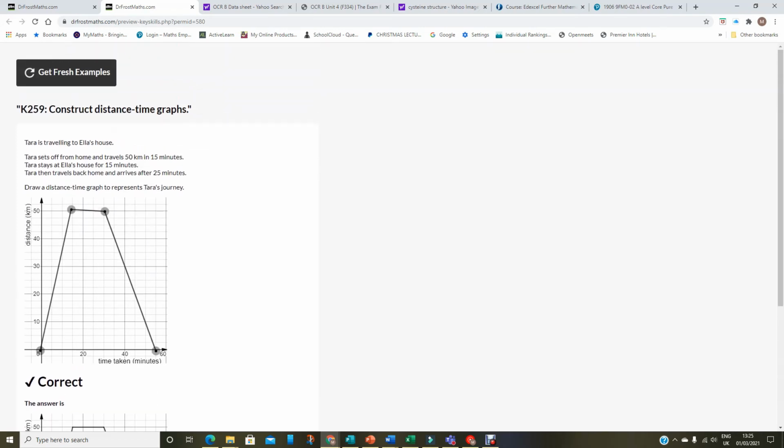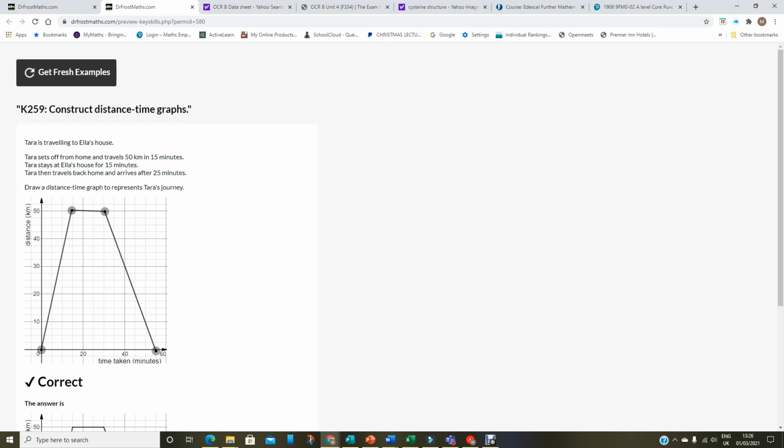as my answer. So all I did was do it bit by bit. The key thing was when I was at home, I hadn't travelled anywhere, so that was here. And when it says she stayed at Ella's house for 15 minutes, I wasn't travelling anywhere, and when Tara stayed at Ella's, that was just a flat piece. And then when it says come home, she was coming back down to the line again.